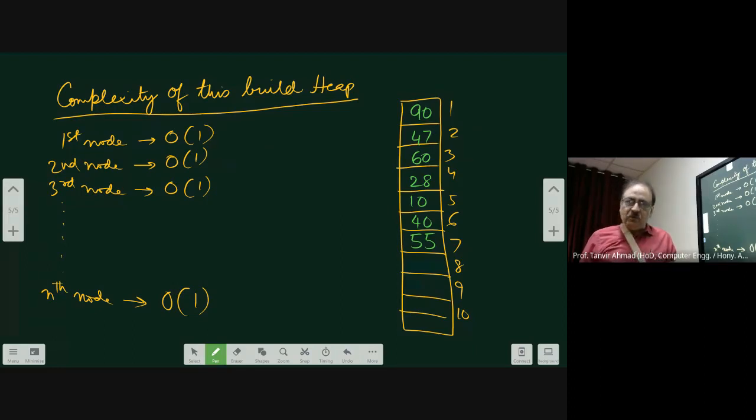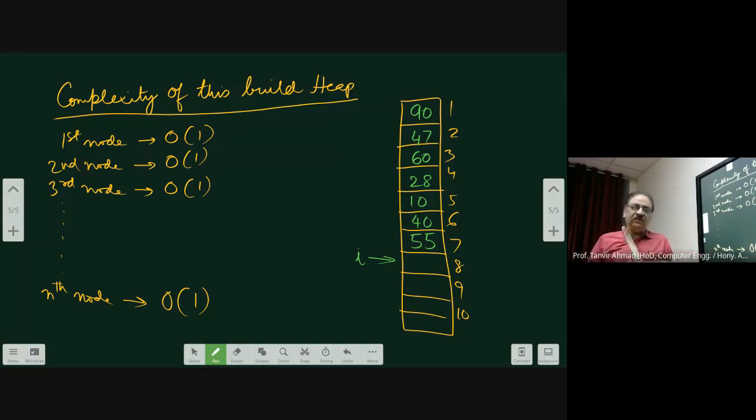How much time did it take? Only order of 1, because every time I am going to use a pointer which will point to the next free position. When I've inserted 55, I will put the value of, say, I, which will point to 8. That means anything I want to put as a new number will be put at 8.